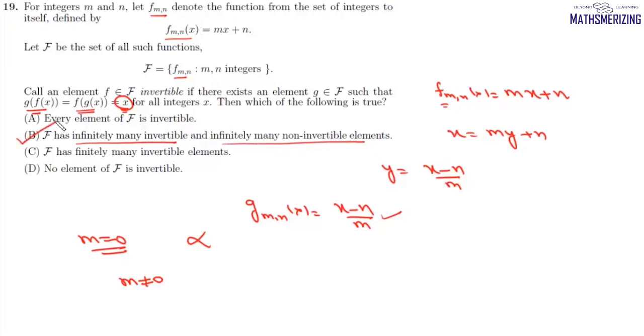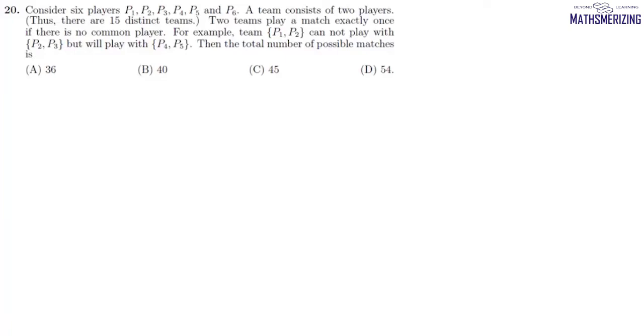Now question number 20 is, consider 6 players P1, P2, P3, P4, P5 and P6. A team consists of 2 players. Thus there are 15 distinct teams. 2 teams play a match exactly once if there is no common player. For example, teams P1, P2 cannot play with P2, P3 but will play with P4 and P5. Now we need to find the total number of possible matches. Now for any match, we'll need 4 players, say Pi, Pj, Pk and Pr.